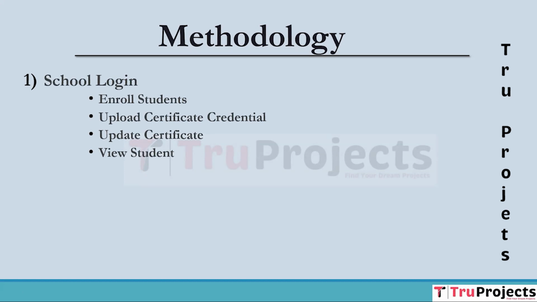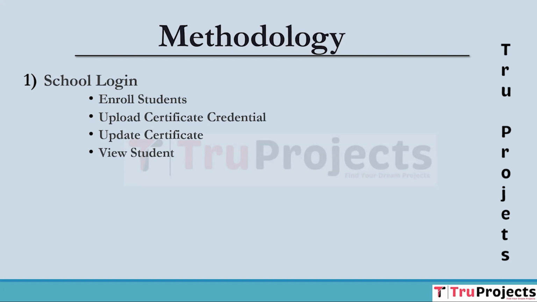The next one is Upload Certificate Credentials. Schools can upload academic credentials such as certificates onto the system. These credentials are securely stored and associated with the respective students. The next one is Update Certificate. Schools can potentially update or modify existing certificate credentials if needed. This might involve correcting errors or adding additional information.